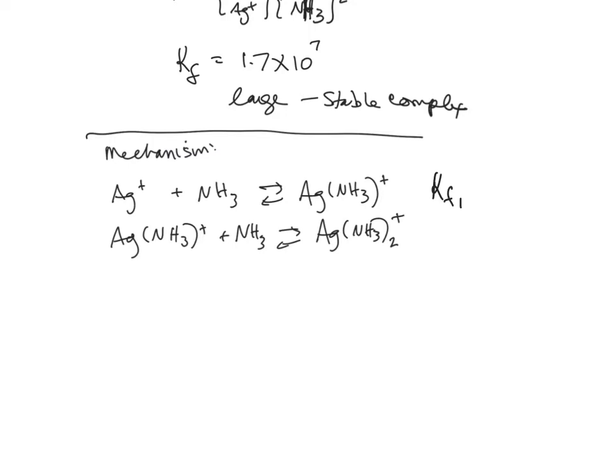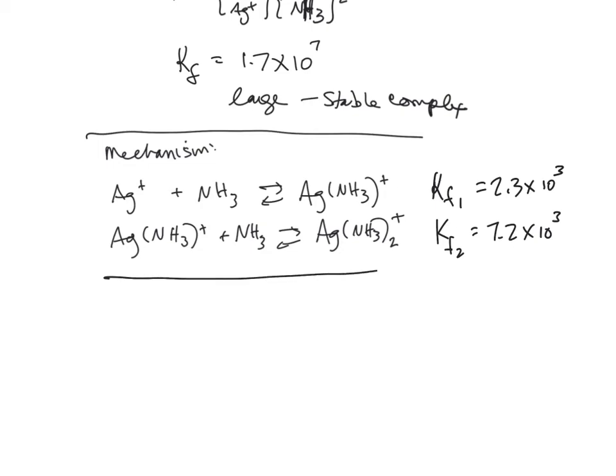Kf1, the formation constant for the first step, is 2.3 times 10 to the third. Kf2 is 7.2 times 10 to the third. So they're about the same order of magnitude, and Kf2 is slightly larger than Kf1.